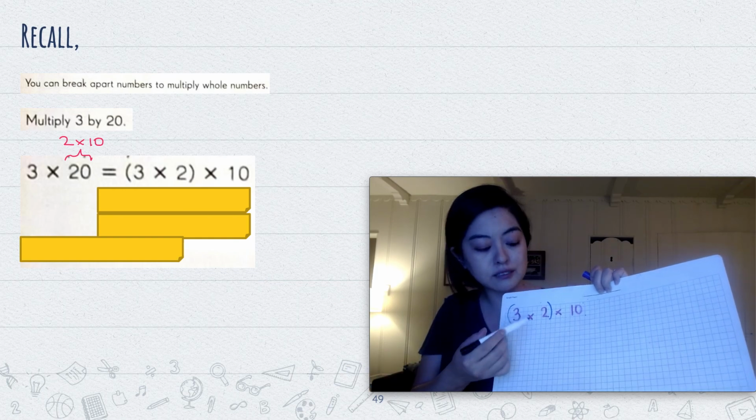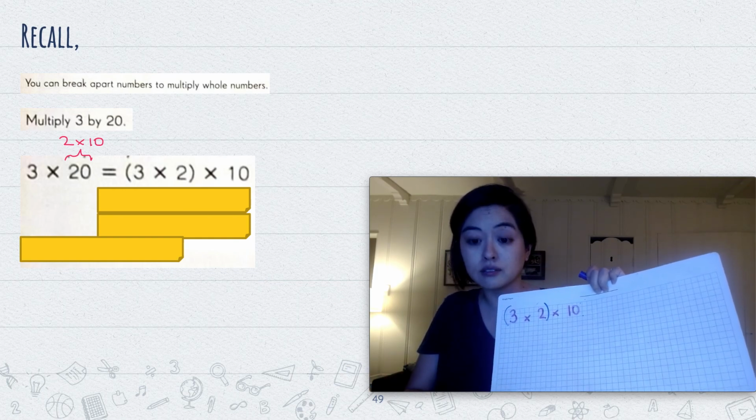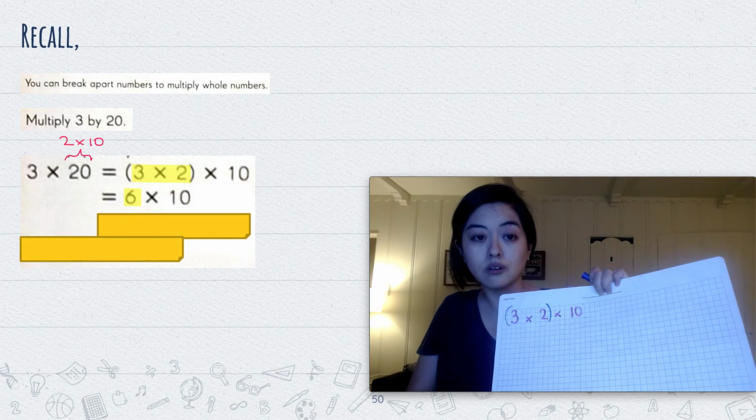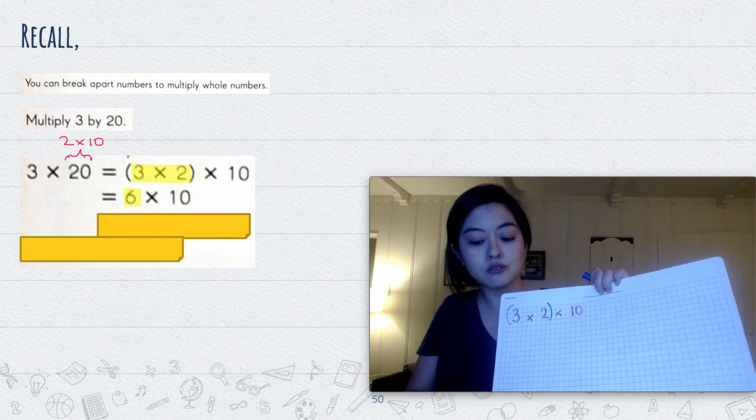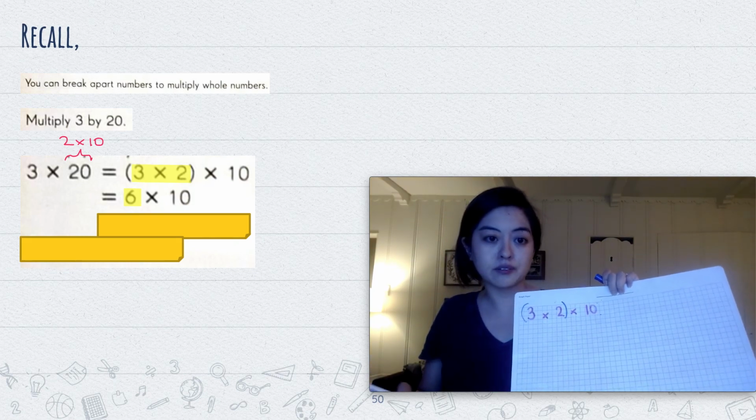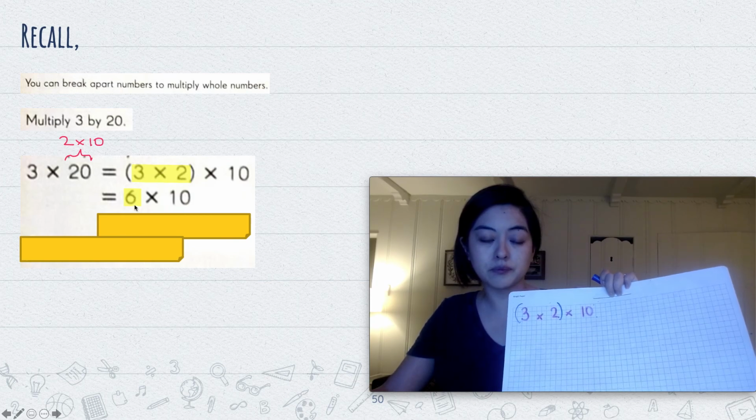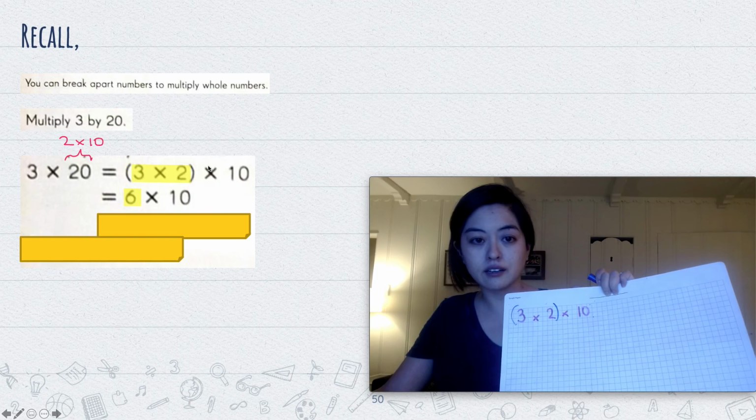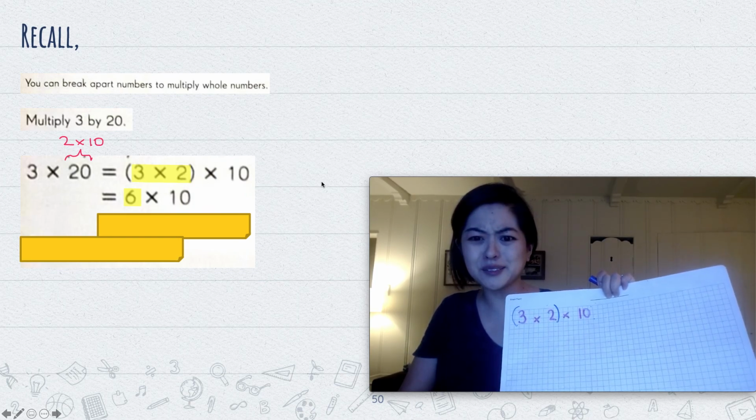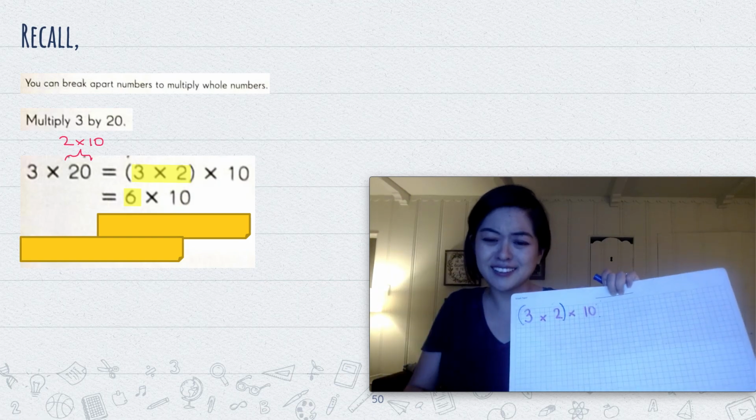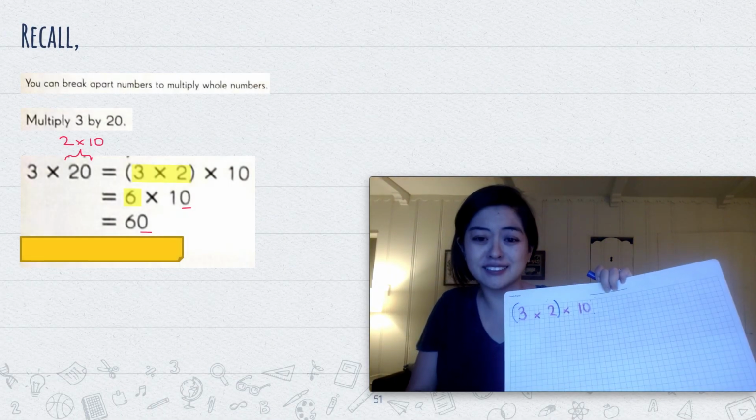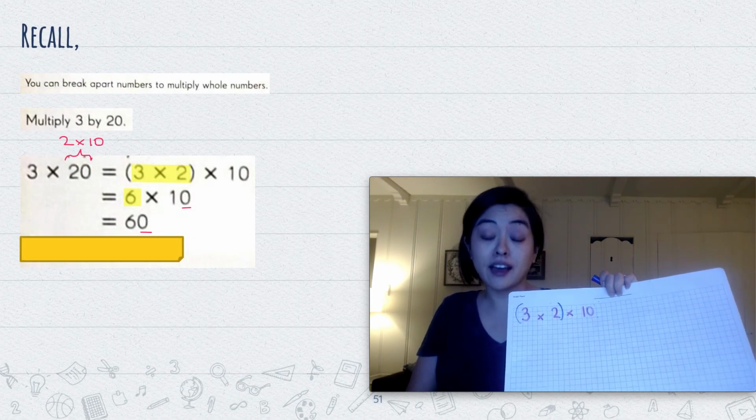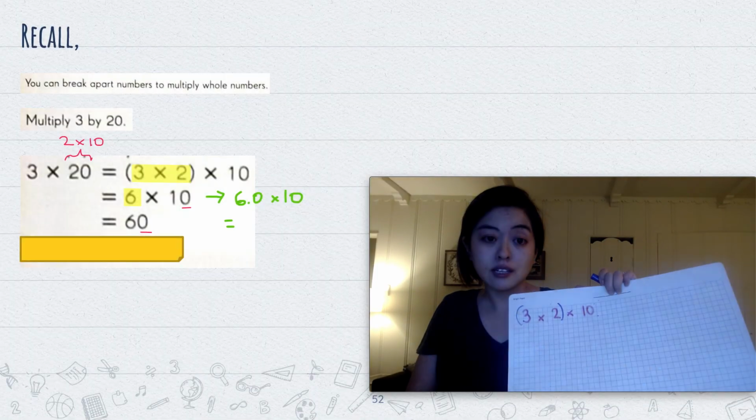Because it's in the parentheses, we're going to multiply that first. And so 3 times 2 makes 6. Okay, let's highlight it for you over here on the screen. And then I'm going to multiply by 10, right? Because that's the leftover here, so times 10. And you know how to do 6 times 10. Okay, it's on the multiplication chart, right? It's 60, right? Now, we can also look at it this way.